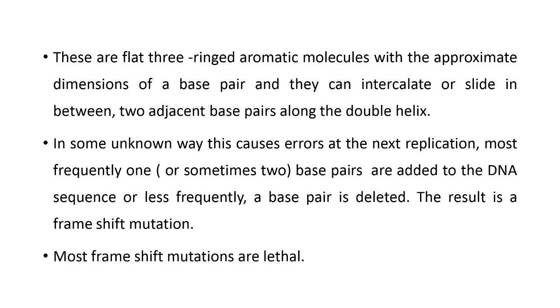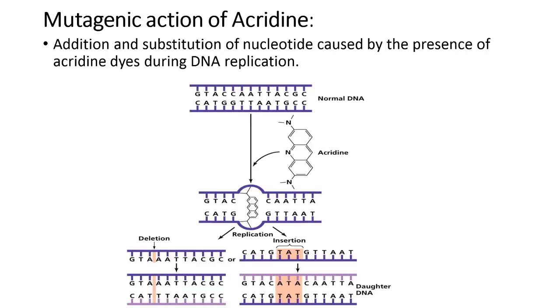In some unknown way, this causes errors at the next replication. Most frequently, one base pair is added to the DNA sequence, or less frequently, a base pair is deleted. The result is a frame shift mutation. Therefore, either a base pair can be added or a base pair can be deleted according to the concentration of these intercalating agents. And you all know that most frame shift mutations are lethal in nature.